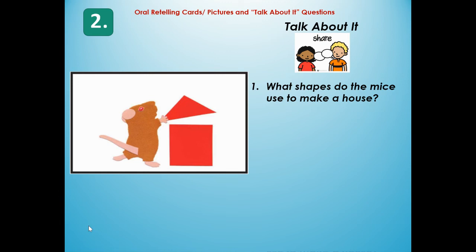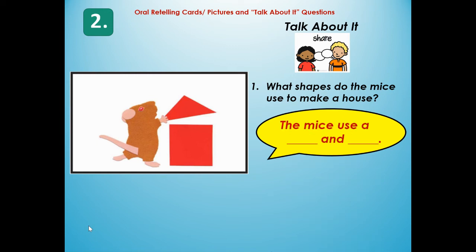Number two, here's a second major event, and here's your question. What shapes do the mice use to make a house? So with your partner, you can take turns saying, the mice use a blank and blank. So tell me at least two shapes.